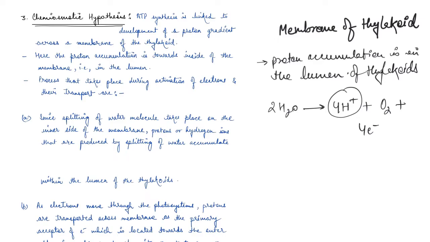Now, after that, what happens? The NADP reductase enzyme is present in the stroma, so it is located again on the stroma side of the membrane. Along with the electrons that come from the acceptor of PS1, these protons are necessary for the reduction of NADP plus as well. So this proton is required for the reduction of NADP plus to NADPH plus H plus. We saw this reaction as well.